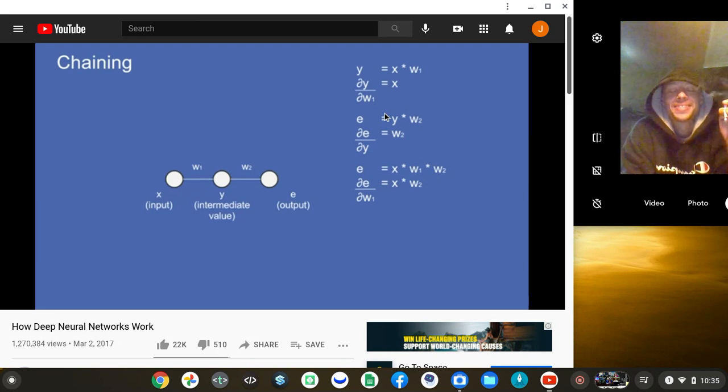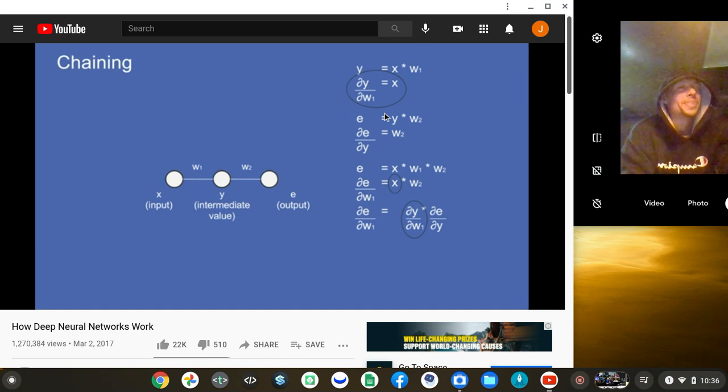So this illustrates, you can see here now, that what we just calculated is actually the product of our first derivative that we took, the dy dw1, times the derivative for the next step. This is chaining together. You can calculate the slope of each tiny step and then multiply all of those together.